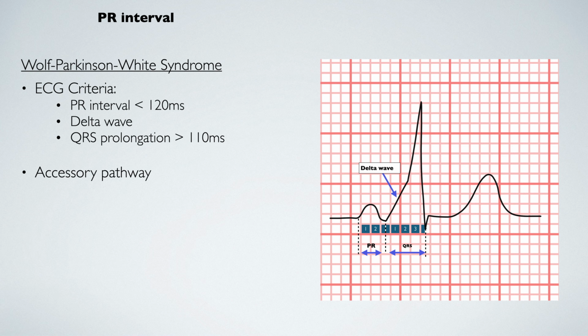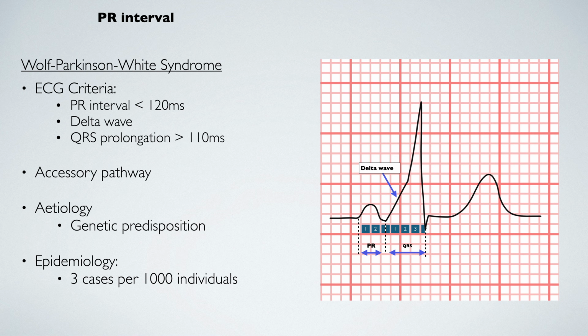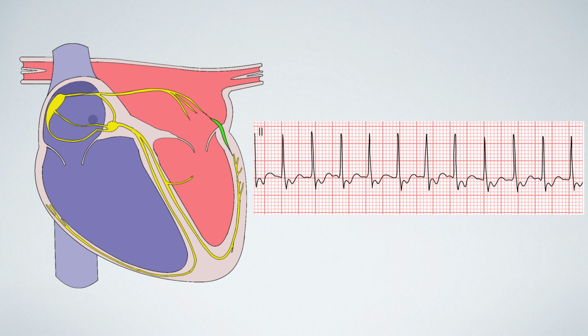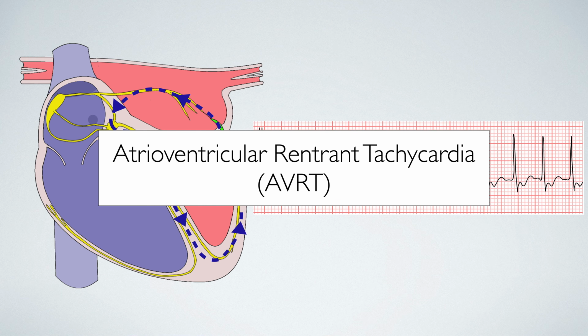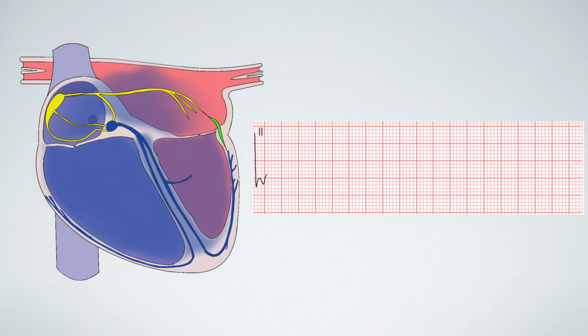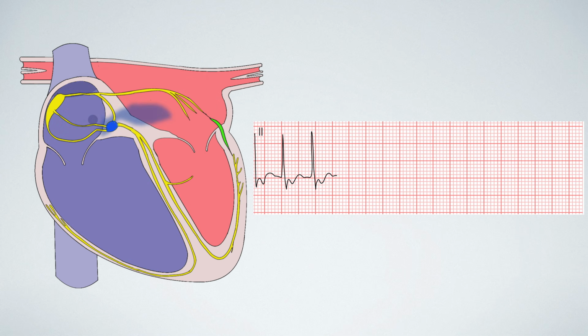Wolff-Parkinson-White is caused by an accessory pathway for which there may be a genetic predisposition. It occurs with a prevalence of 3 cases per 1,000 people. Wolff-Parkinson-White is a significant presentation because the accessory pathway allows for an arrhythmia known as an atrioventricular re-entry tachycardia. We'll come back to this in the next episode of the show, which will be about arrhythmias.